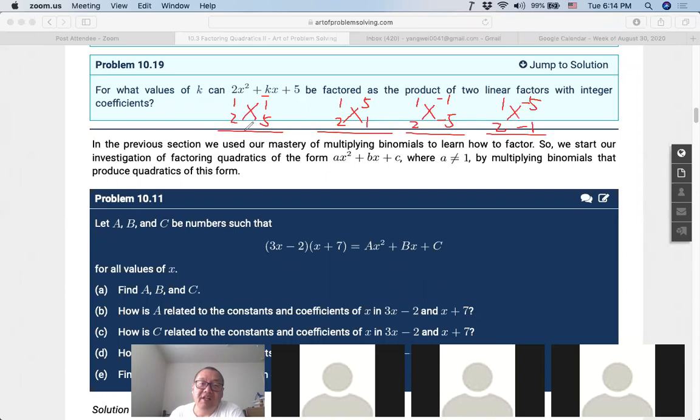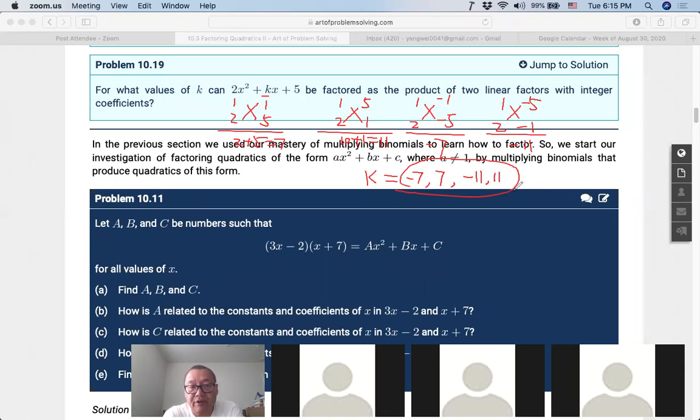So from this, you can get 2 plus 5. This gives you k should equal 7. From this one, you got k should equal 10 plus 1, which is 11. This one, you got negative 2 minus 5, you got negative 7. This one, you got negative 10 minus 1, you got negative 11. So that means k will equal these four numbers: negative 7, positive 7, negative 11, and positive 11. These are the answers for k.